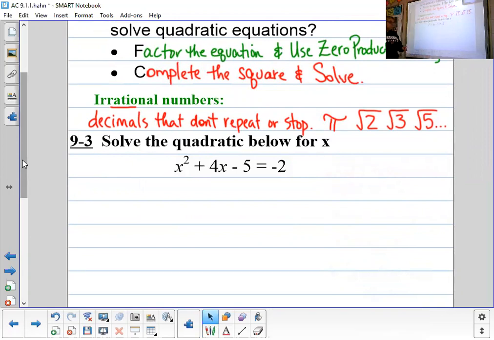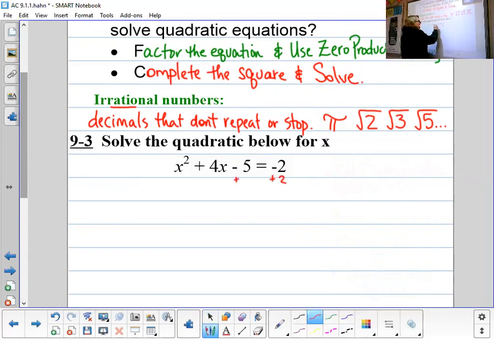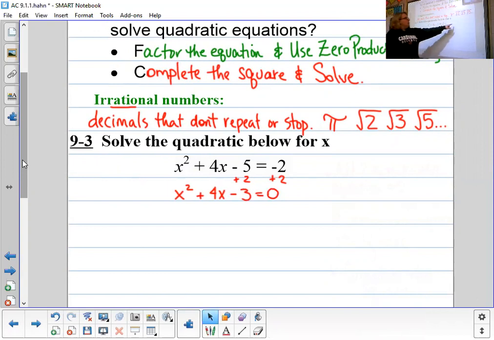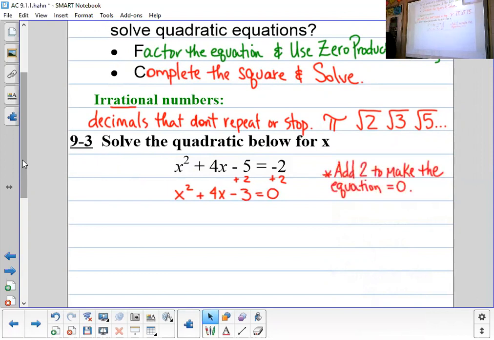Okay, so we're going to solve this quadratic below for x. My quadratic equation is x squared plus 4x minus 5 equals -2. Is it equal to 0? Let's make it equal to 0. So the first thing I'm going to do is add 2 to both sides, and I will get x squared plus 4x minus 3 equals 0. So there's my step: add 2 to make the equation equal 0. Remember, it's always helpful if you write down the annotations, like what I did, in addition to the math work.